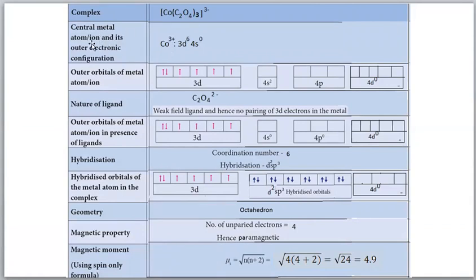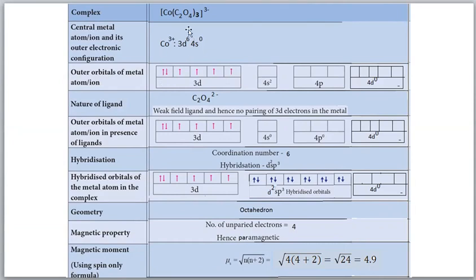And then the central metal atom or ion in its outer electronic configuration: scandium, titanium, vanadium, chromium, manganese, iron, cobalt, the 7th element. So we'll get 3d7 4s2. Here +3, so from 4s 2 electrons are removed, 3d 1 electron is removed. Remaining is 3d6. So the first orbital has a paired electron, all other orbitals have single unpaired electrons. Then 4s, 4p, 4d are empty.